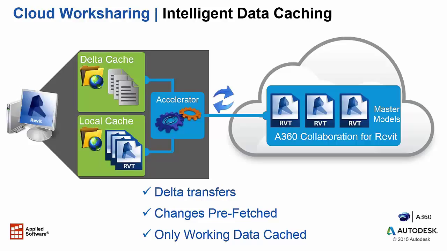However, you have an in-between engine that allows for delta transfers between the central file and the local file. Only the changes that are made on the project are prefetched and synced with the central file, which means that the delay between the cloud and your local machine is very minimal. That makes it very doable to work locally and sync with the central file, even if it's on the cloud.